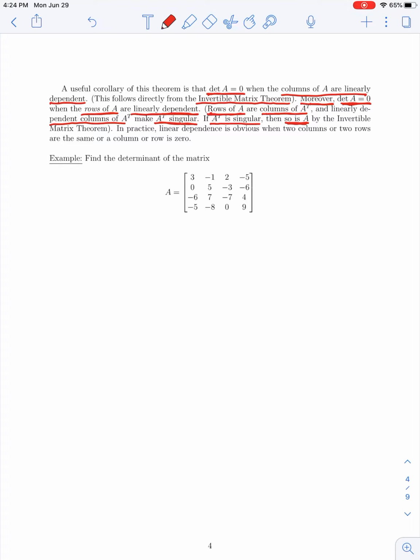Now this, in practice, is usually obvious when we have two rows or two columns of a matrix which are identical, or a row or column of all zeros. So we know in the case that two columns are identical, or maybe one's a non-zero scalar multiple of the other, then those vectors are linearly dependent, and that would immediately imply that the determinant of our matrix is 0. So let's look at an example of this.